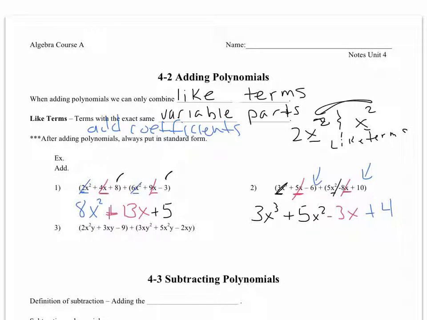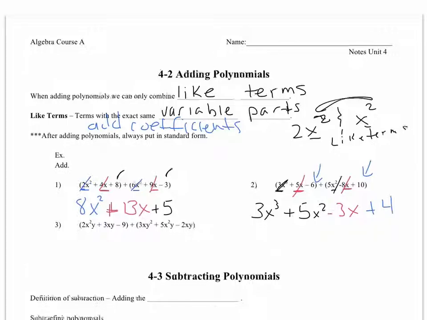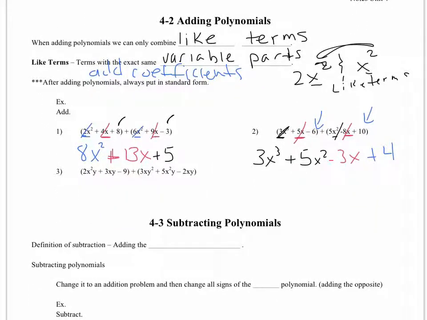Okay, let's look at number 3. Number 3 could be a little bit tricky here. I have a 2, an x squared, and a y. So I'm looking for another term that has x squared and y. Well, it's right here, x squared and y. So I'm going to take 2 plus 5, which is 7, and bring the variables along. Don't change them.